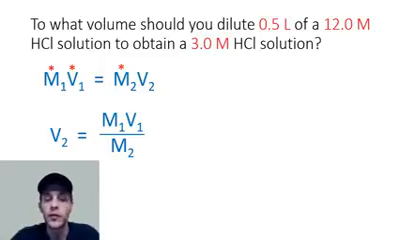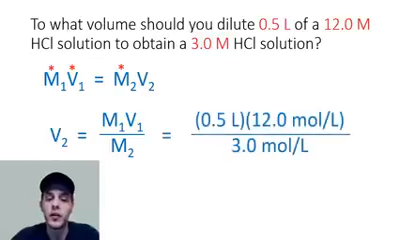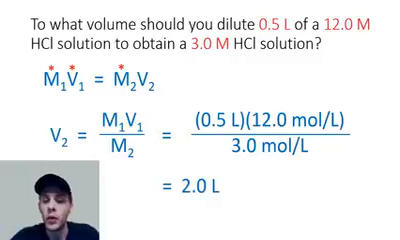At this point we have solved for V2. All we need to do is plug those numbers in, so it's going to be 0.5 liters times 12.0 moles per liter. Remember, molarity just means moles per liter. And then that whole product is going to be divided by 3.0 moles per liter. Once you crunch this into your calculator, the answer that you're going to get for that second volume, V2, is going to be 2.0 liters.